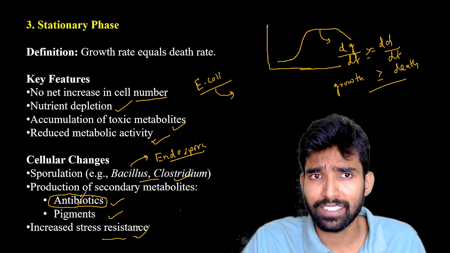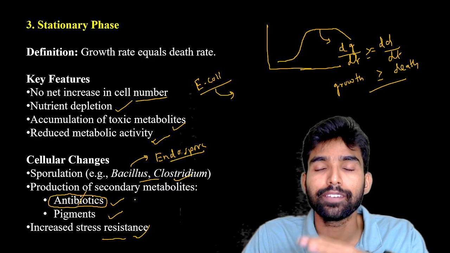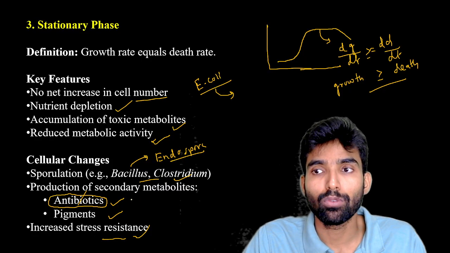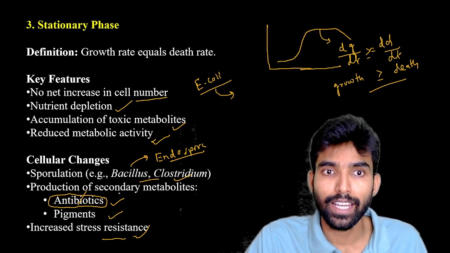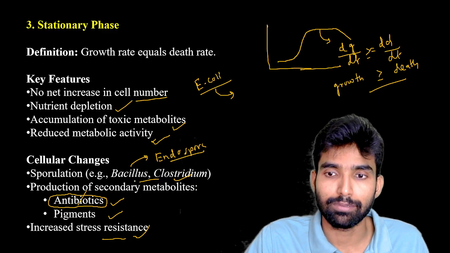And increased stress resistance. So the main fundamental is nutrient depletion, and there will be some death of bacteria, and it's producing more secondary metabolite like antibiotics and pigments. They also form spores, mostly the Bacillus and the Clostridium.